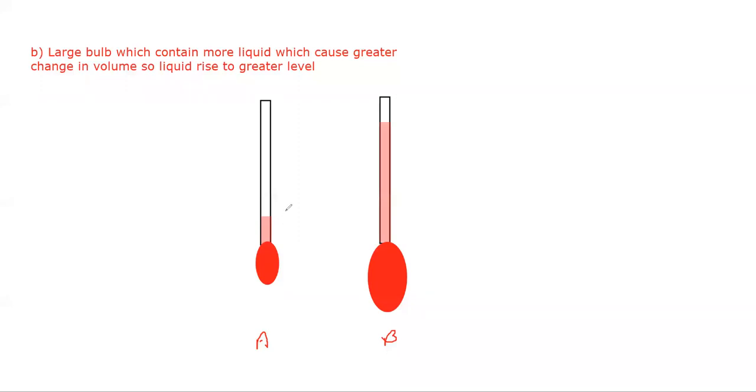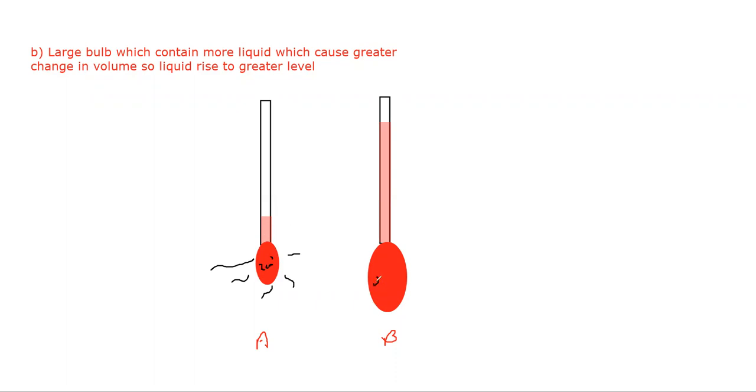Is it clear now? Like how you can see when you have a small bulb, you have a small amount of liquid. So maybe you have 2 cm³ of liquid inside. So 2 cm³ is a small amount of liquid. It will change in volume, but small.